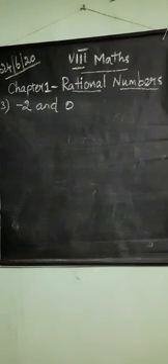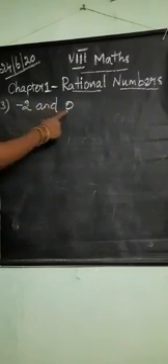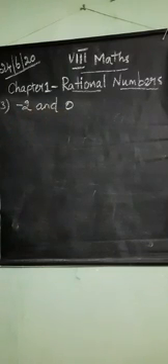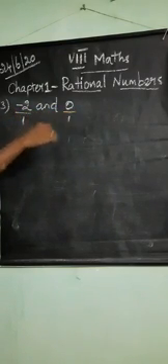Okay, now the third Roman: list the numbers between minus 2 and 0. So we have to find 5 rational numbers. They are given as whole numbers. Whenever you see a whole number, the denominator is 1. So minus 2 by 1 and 0 by 1.